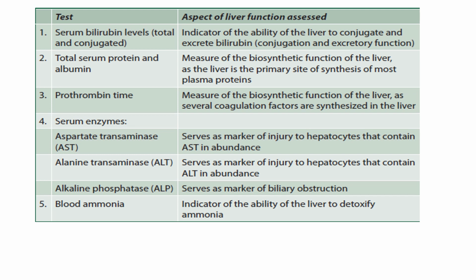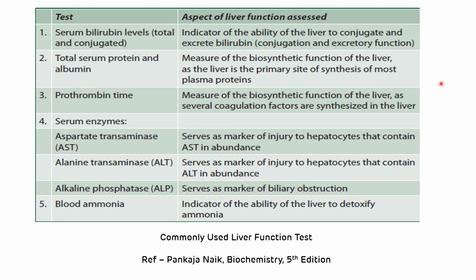This is the table showing the normally and frequently done liver function tests. The first one is estimation of serum bilirubin level, which includes total, direct and indirect bilirubin. The second one is estimation of serum protein and albumin. The third one is estimation of prothrombin time. The fourth one is estimation of various serum enzymes, like AST, ALT, and ALP. And the last one is estimation of blood ammonia. So this is all about liver function tests.